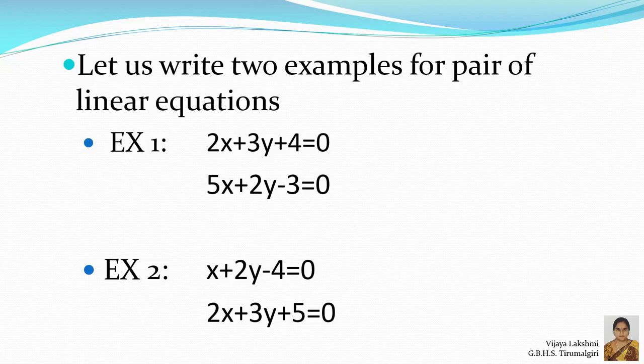So here in our example 1, 2x plus 3y plus 4 equal to 0, 5x plus 2y minus 3 equal to 0. In the second example, x plus 2y minus 4 equal to 0, 2x plus 3y plus 5 equal to 0. So check whether the variables are having a degree 1. So there are no square terms, there are no xy terms, etc.